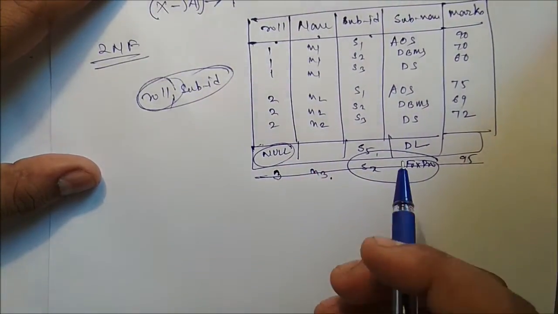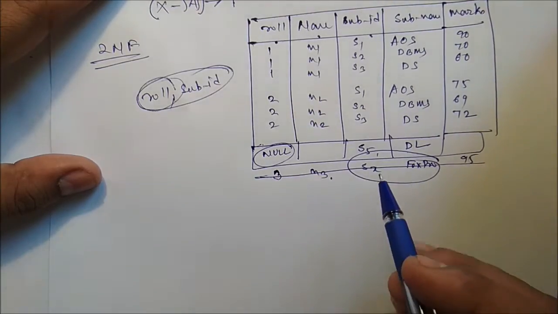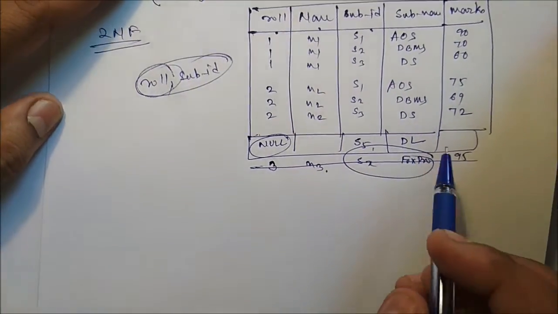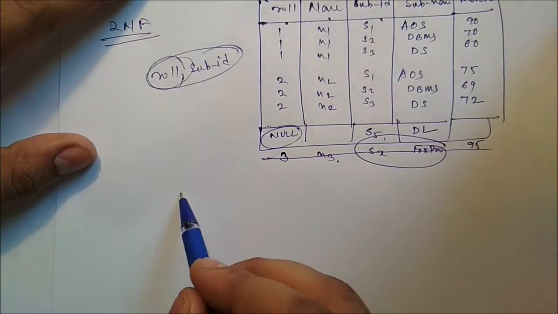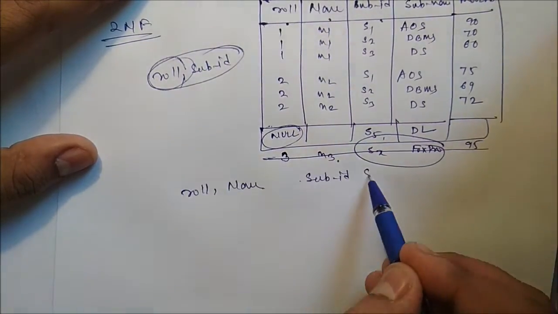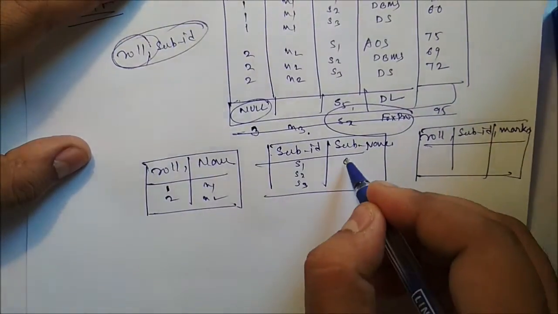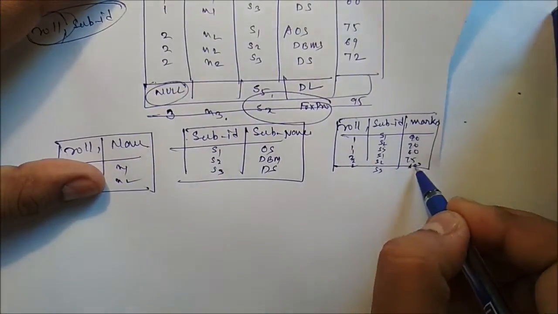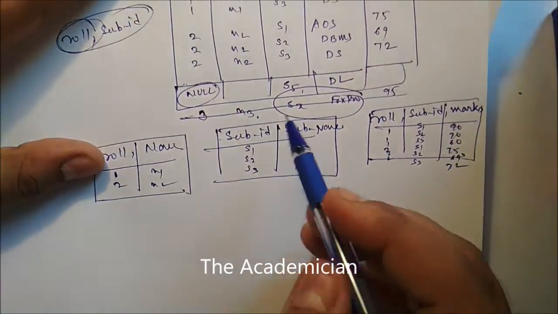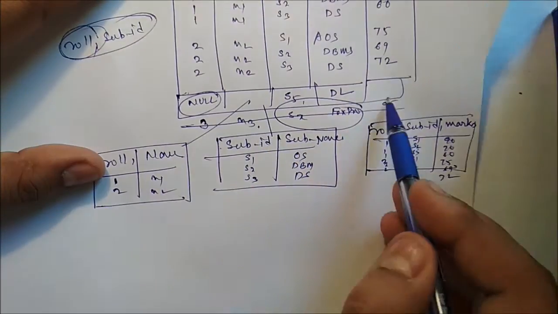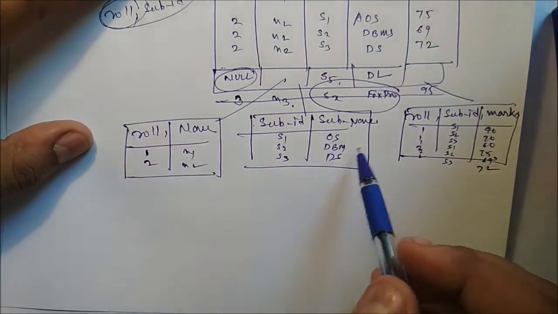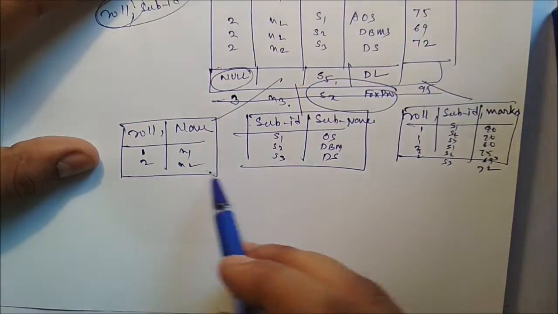To get 2NF, we split the table into 2 or 3 tables. Okay, now we can split the table this way. Say roll number, so that means we are splitting the table into 3 tables. Now you can see very low redundancy is there.